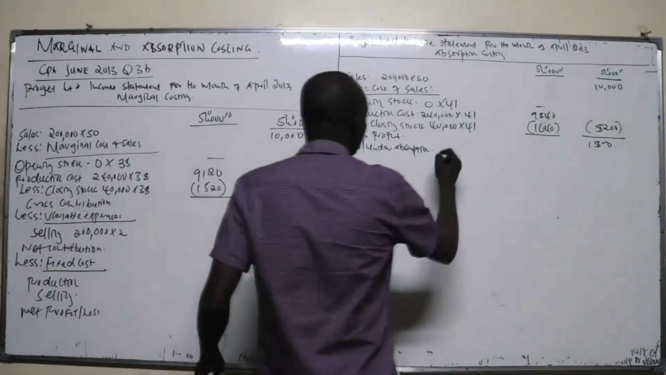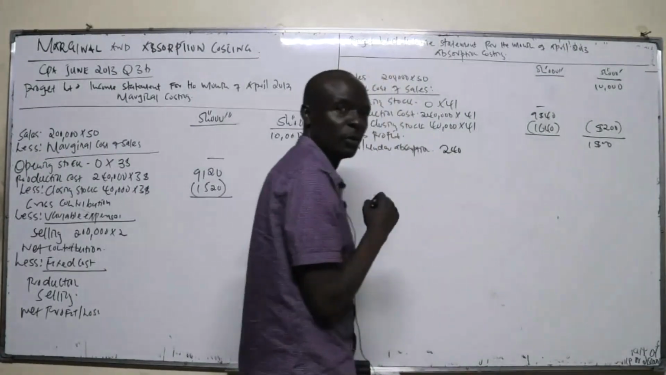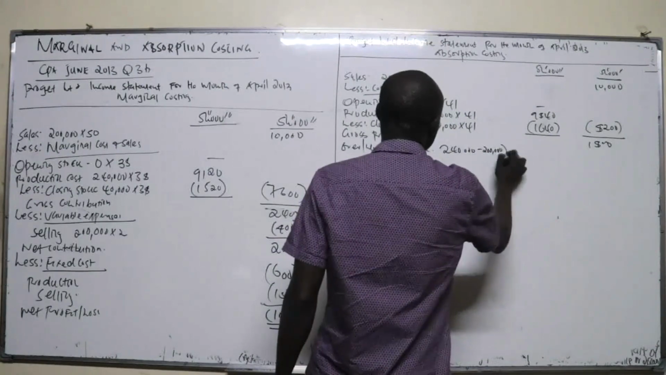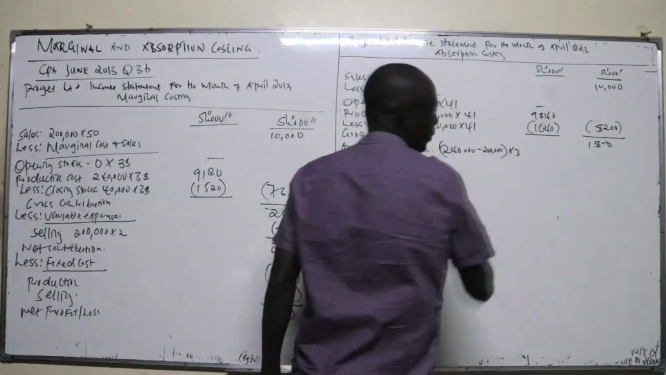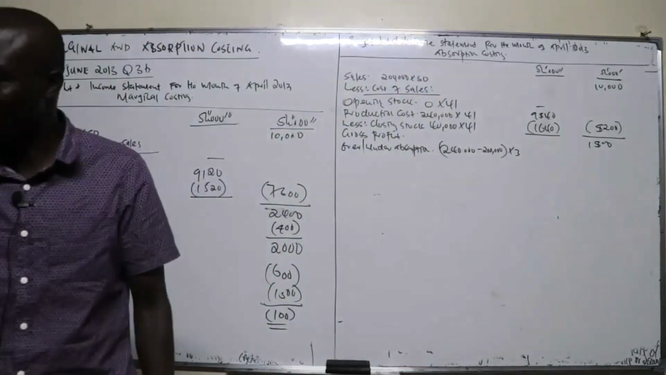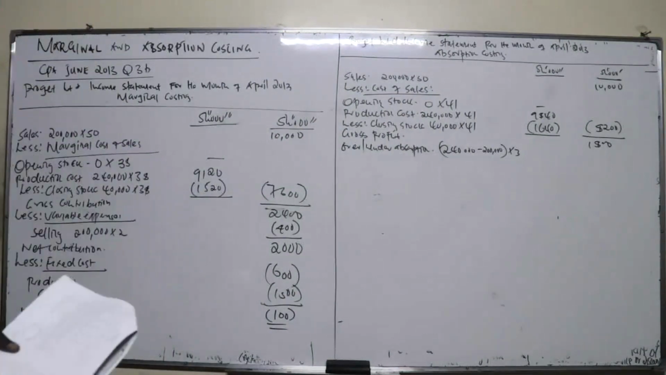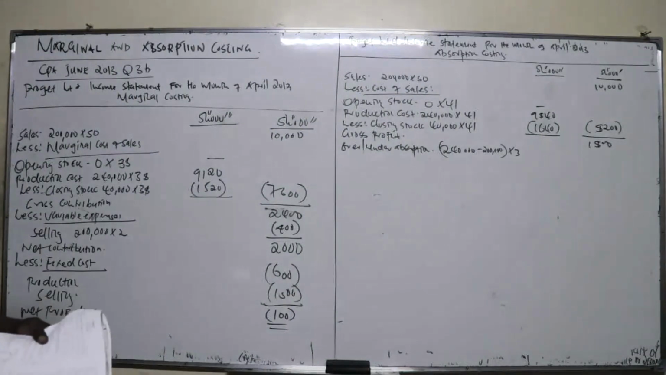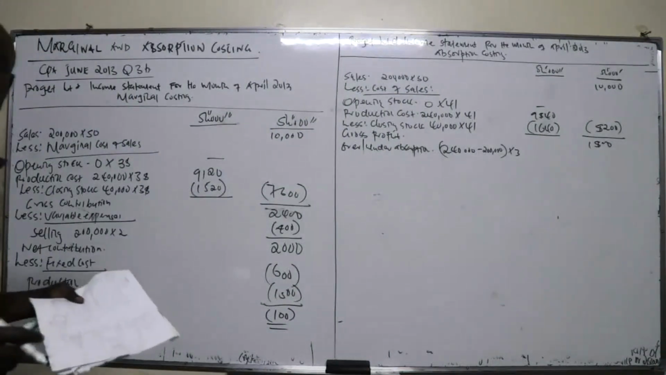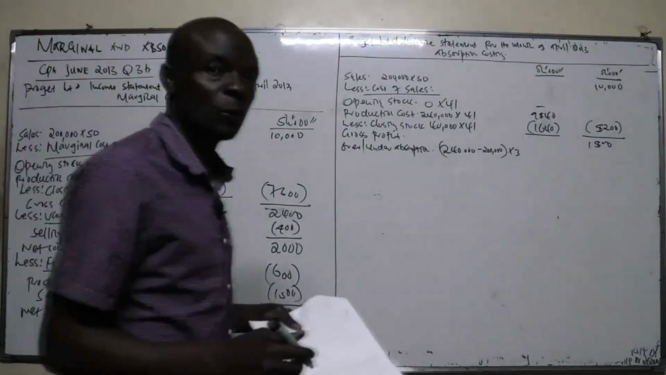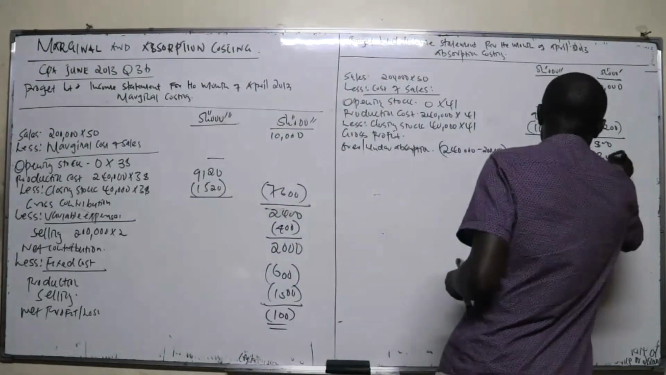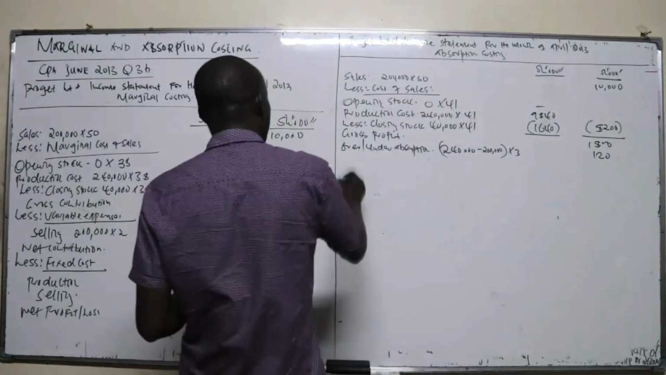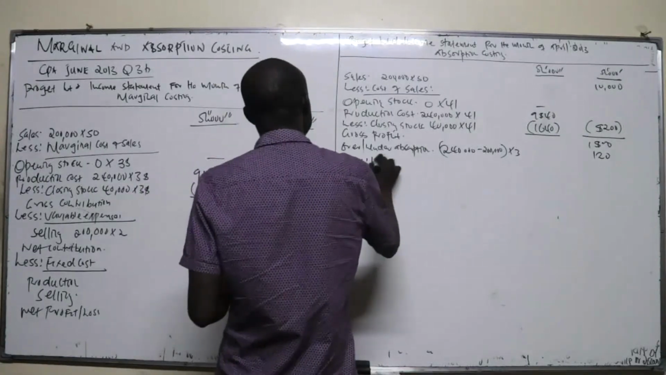So here you less 240,000 minus 200,000, and then you multiply by 3. What is 3? 3 is the fixed production cost per unit. So that one gives you how much? One. So when you overproduce, you add. When you underproduce, you subtract. Then you less expenses here.